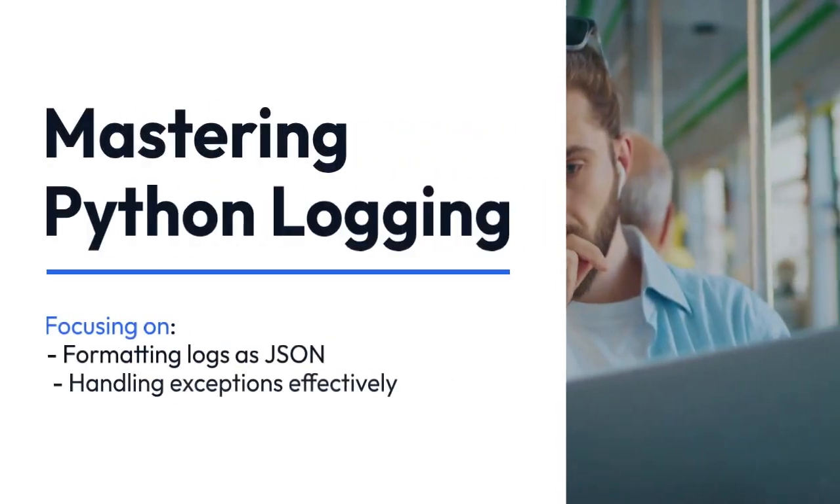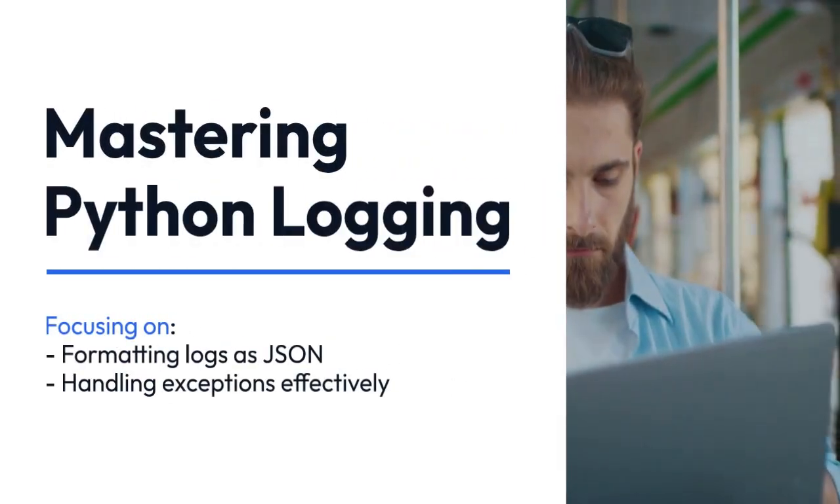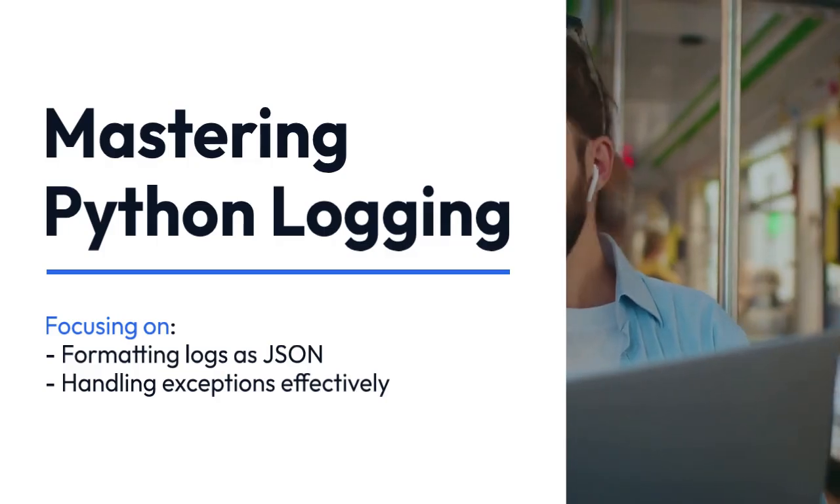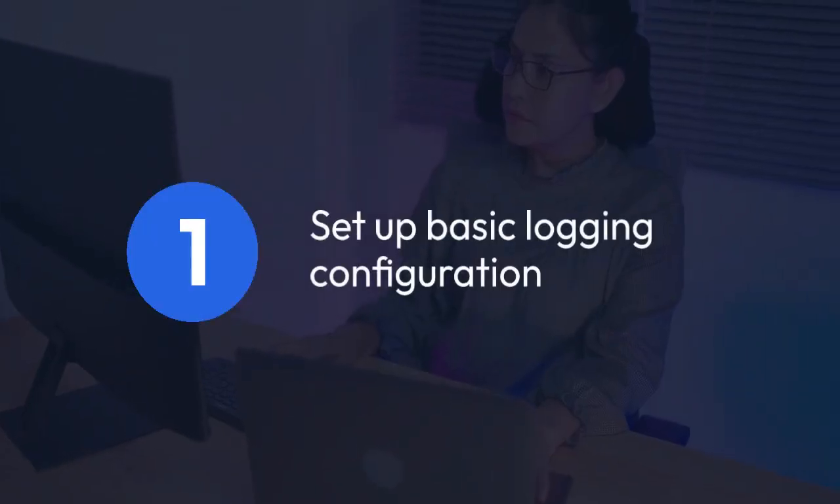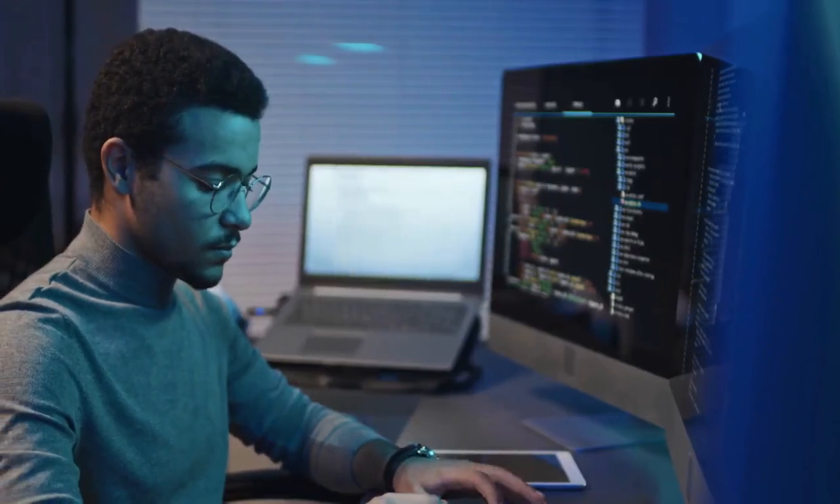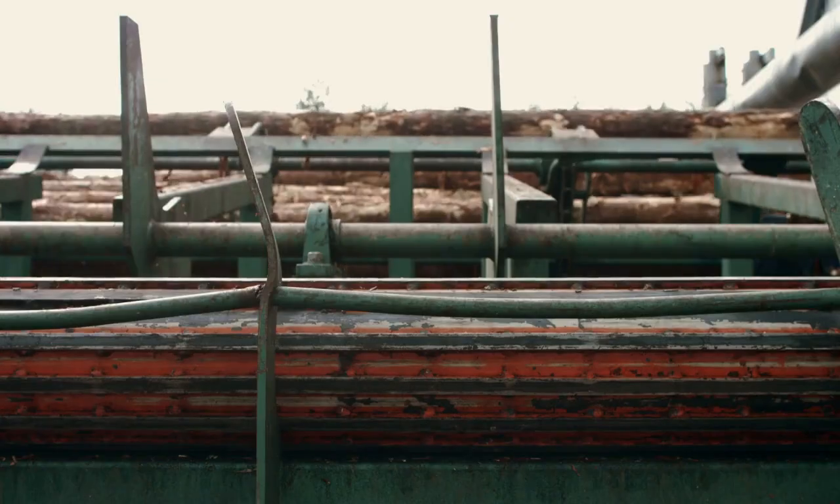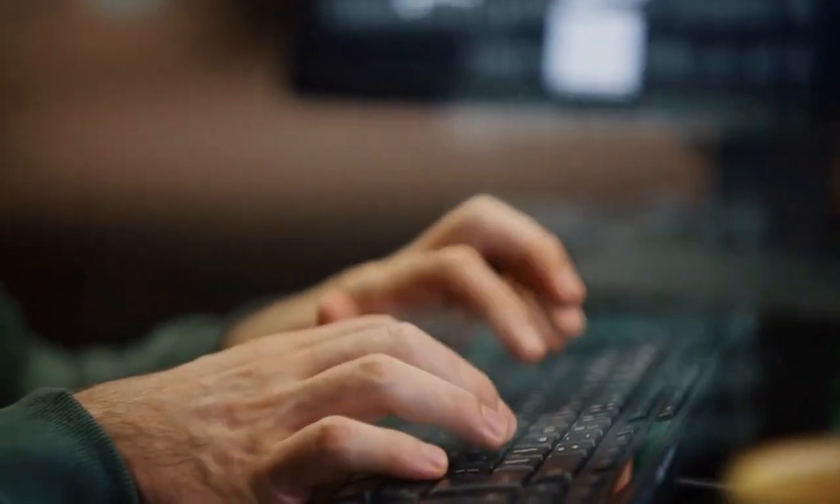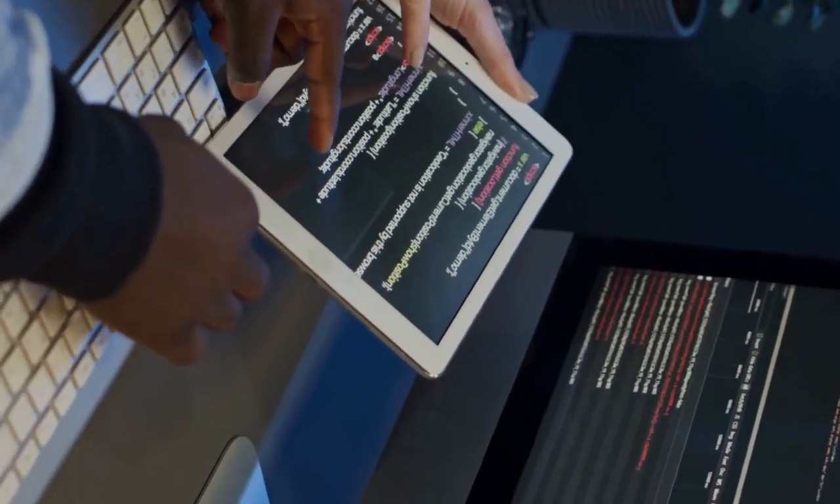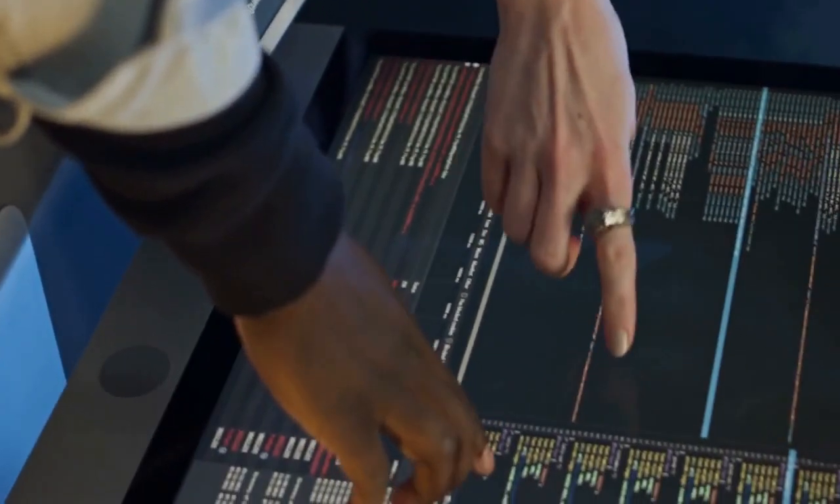We're diving into mastering Python logging, specifically focusing on formatting logs as JSON and handling exceptions effectively. 1. First, let's set up our basic logging configuration. We'll use the logging module, which is built into Python. We need to create a logger, a handler to define where the logs go, like a file or the console, and a formatter to specify the structure of our log messages.